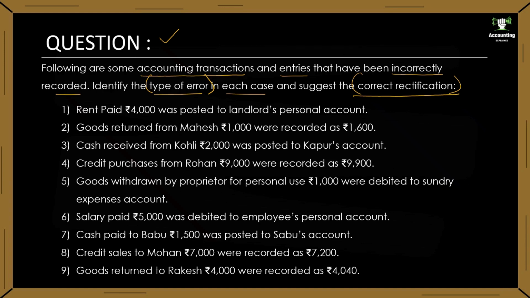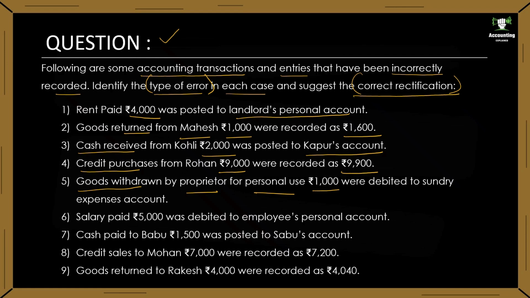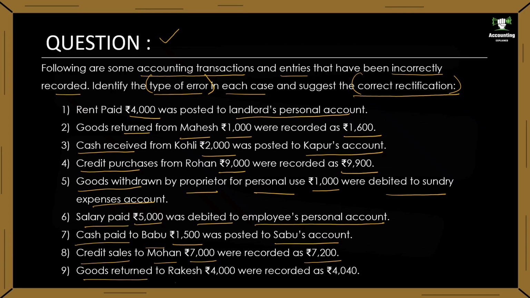Rent paid rupees 4,000 was posted to landlord's personal account. Goods returned from Mahesh rupees 1,000 were recorded as rupees 1,600. Cash receipt from Kohli rupees 2,000 was posted to Kapoor's account. Credit purchases from Rohan rupees 9,000 were recorded as 9,900. Goods withdrawn by proprietor for personal use rupees 1,000 were debited to sundry expenses account. Salary paid rupees 5,000 was debited to employee's personal account. Cash paid to Babu 1,500 rupees was posted to Sabu's account. Credit sales to Mohan rupees 7,000 were recorded as 7,200. Goods returned to Rakesh rupees 4,000 were recorded as 4,040.